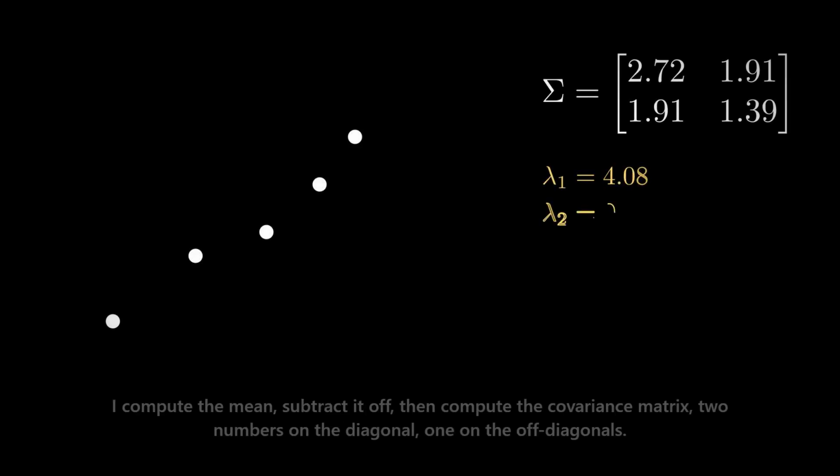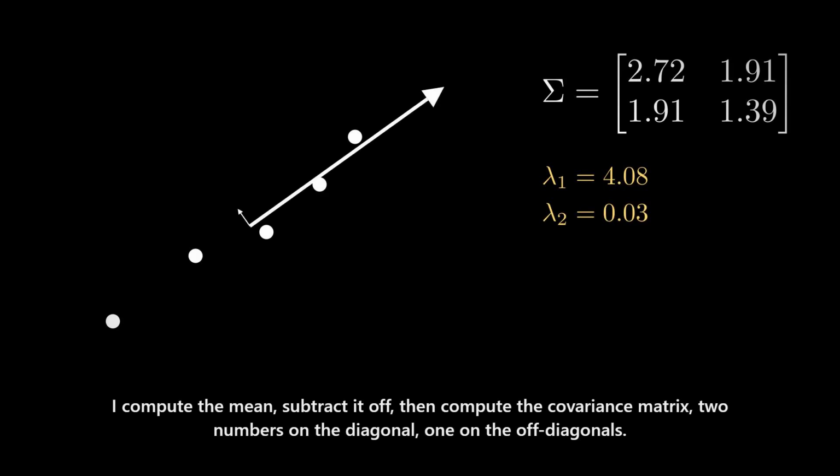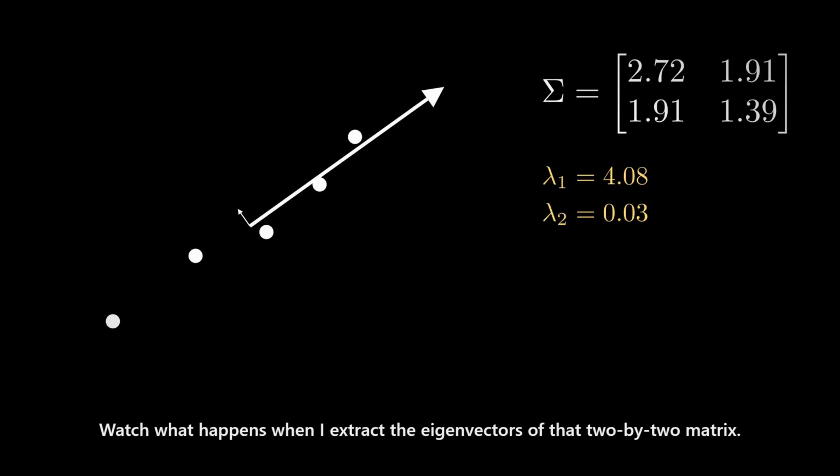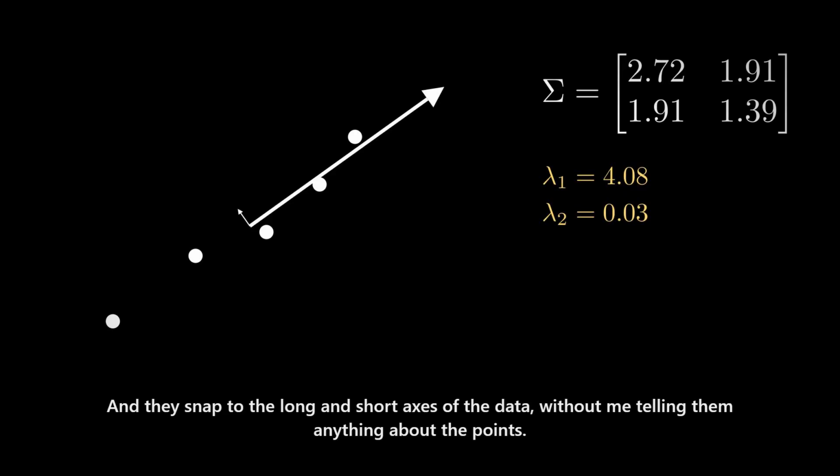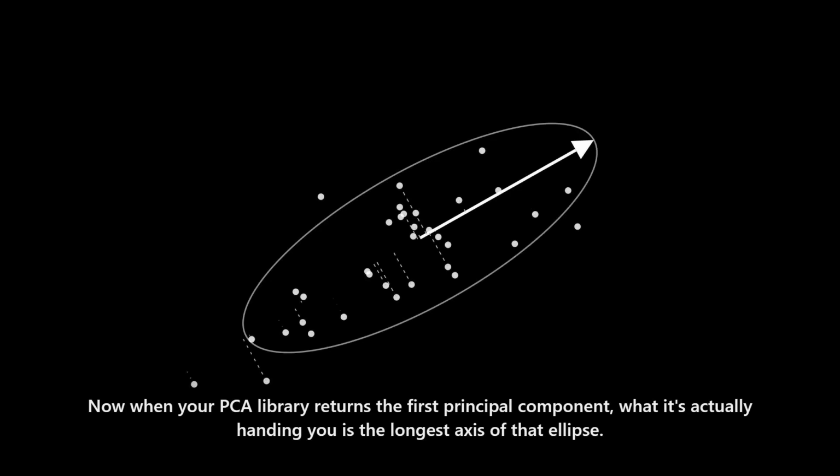Let me show this on actual numbers. Here are five points. I compute the mean, subtract it off, then compute the covariance matrix. Two numbers on the diagonal, one on the off diagonals. Watch what happens when I extract the eigenvectors of that 2 by 2 matrix. Two directions come out. I draw them at the center of the cloud, and they snap to the long and short axes of the data without me telling them anything about the points. That's the whole trick.